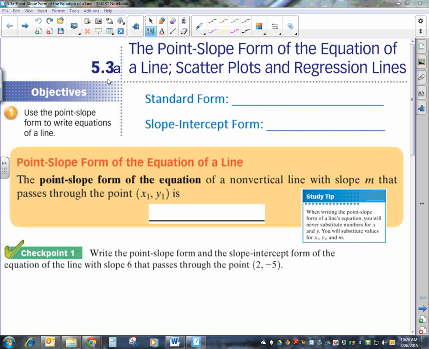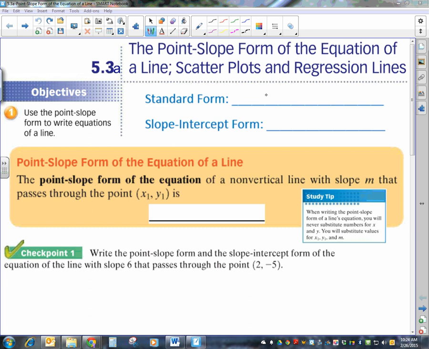Okay, today we're going to start 5.3a, which is our final form of the equation of a line. It is called the point slope form. And before we get into it, you should pause and see if you can write down the standard form and the slope-intercept form because it's important for you to know them and recognize them.